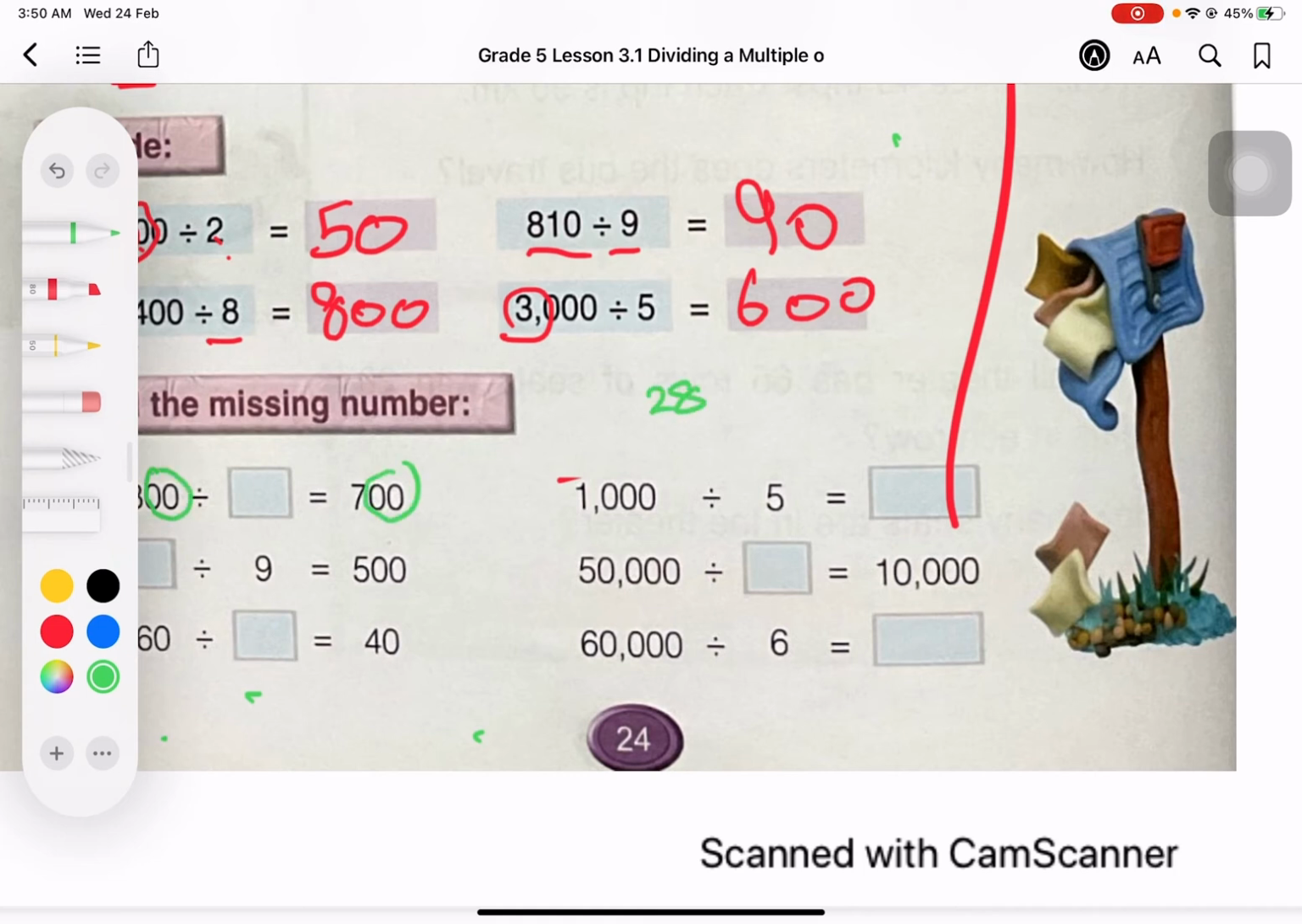My basic fact is 28 divided by what? You will get 7. What number do you multiply by 7 to get 28? Yes, it's 4. So 2,800 divided by 4, the answer is 700. Why? Because 28 divided by 4, the answer is 7. Then drop the 2 zeros.